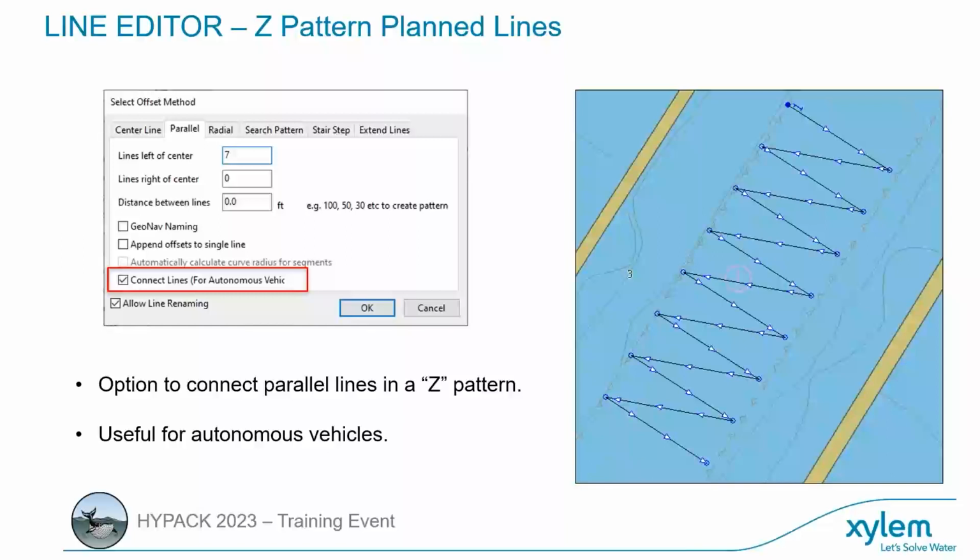So what it's doing, it's taking these parallel lines, in this example here about 7 or 8 lines or so. Now, since it's connecting all the points, it's one contiguous line with multiple waypoints. Pretty good. Like I said, this was requested by a customer that wanted to set up an autonomous vehicle with a single Z pattern line.